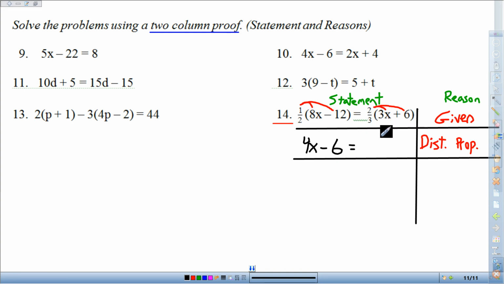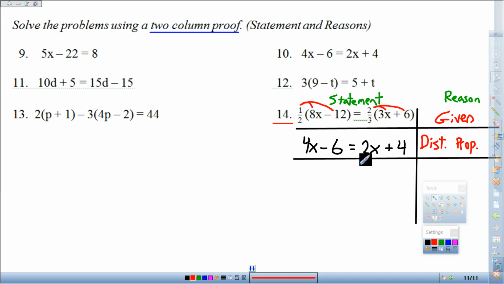Okay, 2/3 times a number. Let me just remind you, when we're multiplying a fraction times a nice integer, a non-fraction, basically what we do is we multiply this number times the numerator, divided by the denominator. So really the math that I'm doing here is 3 times 2, which is 6. 6 divided by 3 gives me 2. So I'm getting a 2x. Same thing here. I'm going to multiply 6 times 2, which is 12. 12 divided by 3 gives me +4. Okay, and now the fractions are gone, and we can go from here.